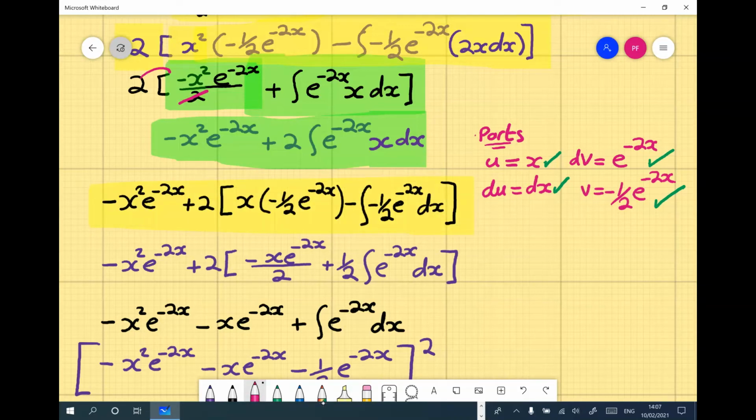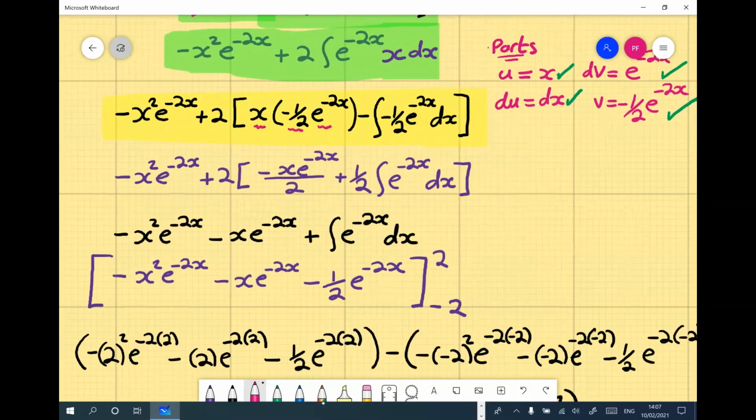So I'm going to tidy this up a little bit. So here I have x multiplied by minus a half times e to the power of minus 2x. So I'm just going to write that as one single fraction here. Then I'm going to bring my minus a half out in front to multiply. And of course, minus by minus will give me my plus a half.